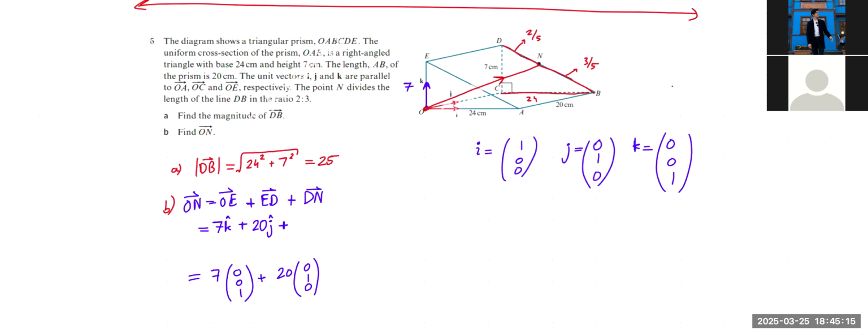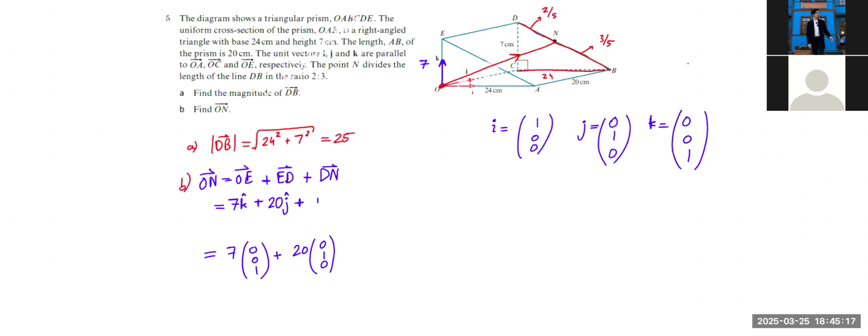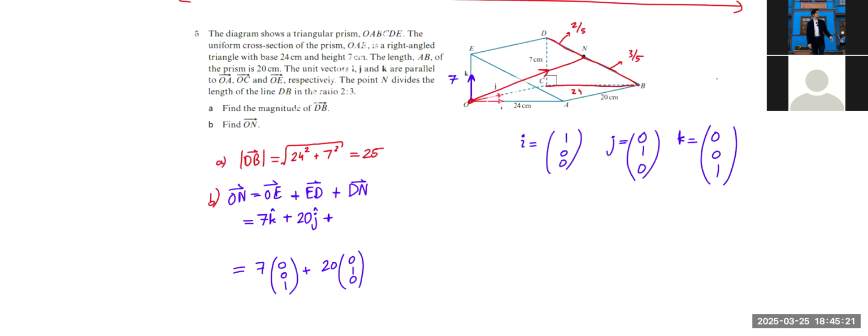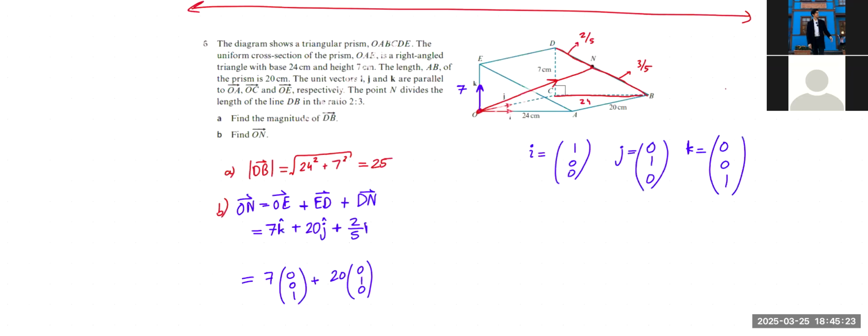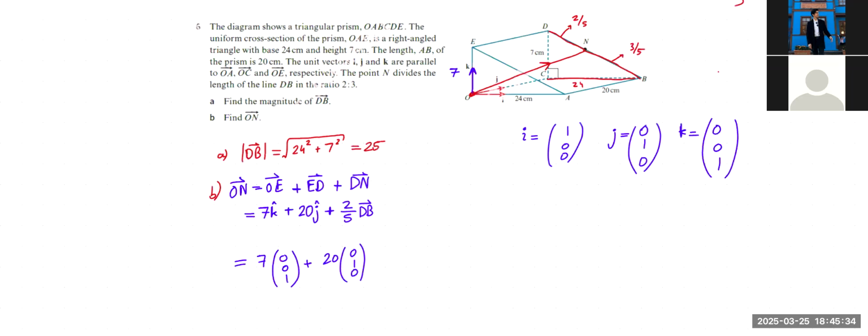DN is basically 2/5 of DB. Do you agree? Yes. So we really just need to find out what DB is. We know the length of DB. If we just knew the direction of DB, our life would be saved, right? So let's try to find DB now.